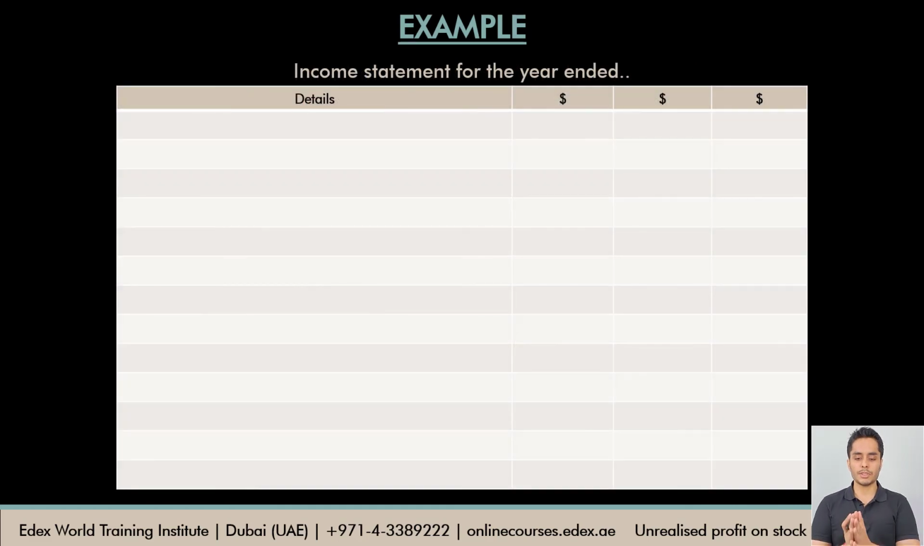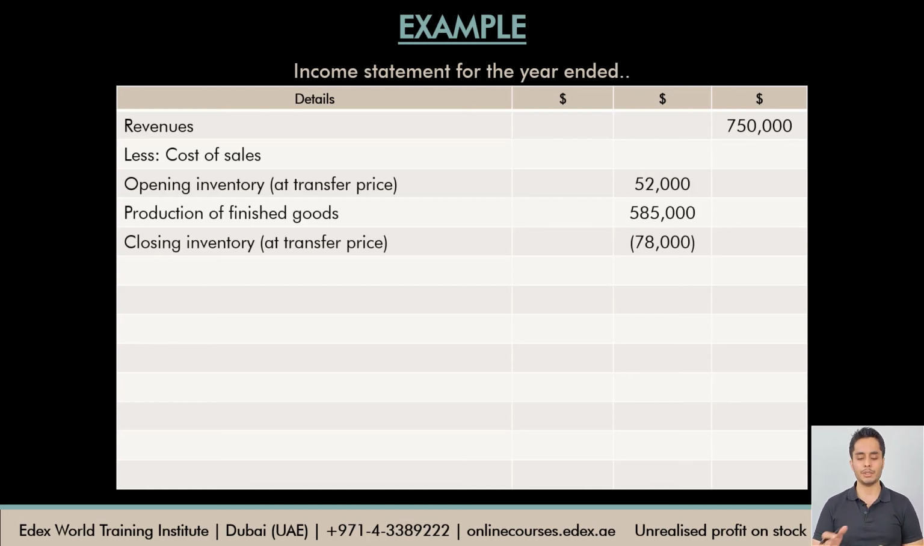So this business wants to prepare an income statement. Income statement will be prepared starting with the revenues for the year, 750,000. Cost of sales will be calculated as usual: opening stock, opening inventory, production of finished goods and closing inventory. All of these should always be at transfer price. Remember, if in an exam inventory is not given at transfer price, it is given at cost, convert it into transfer price and then write it.